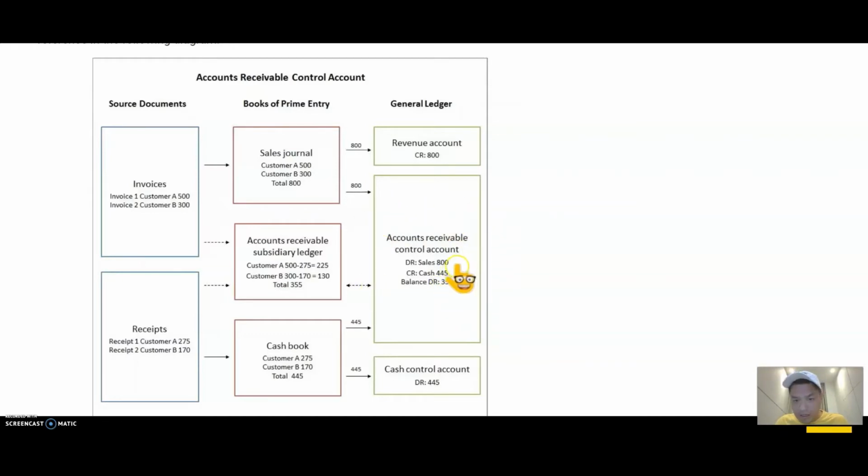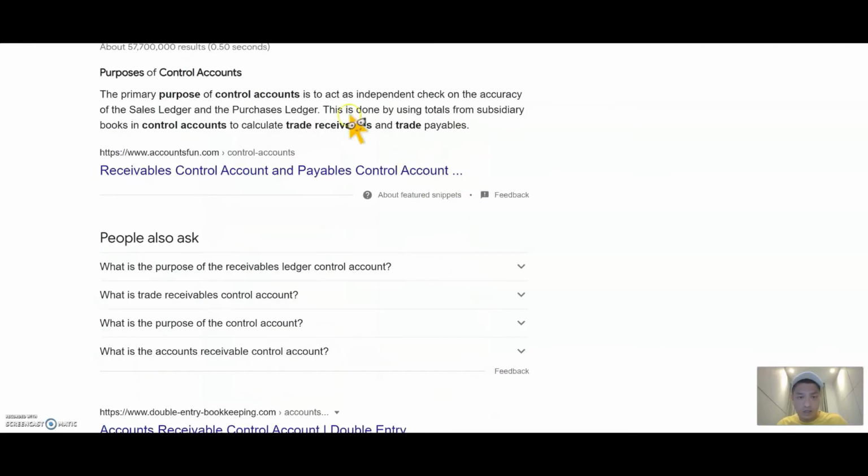Now, this control account would have total information like sales. In here, you'd see sales is 800, and in the revenue account, you'd see that your revenue account total is 800. So it tells you that my control account says my sales is 800 and my revenue is 800, so my sales information is correct. That's one purpose that a control account will serve, and that's what this Google search was alluding to.